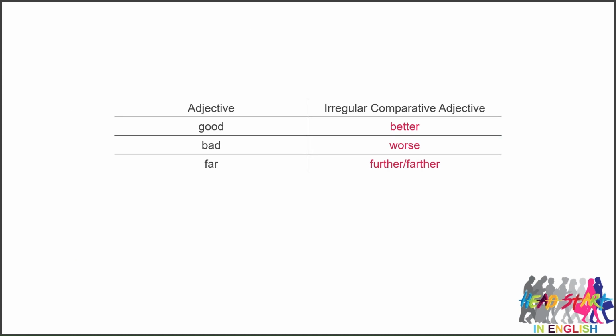The final thing to be aware of is that some adjectives are completely irregular in their comparative form. So we have adjectives like good, bad, or far that are completely different. They don't follow any particular pattern. And that means we have to learn them off by heart. So good becomes better, bad becomes worse, far becomes further or farther. Learn these and you won't go too far wrong.